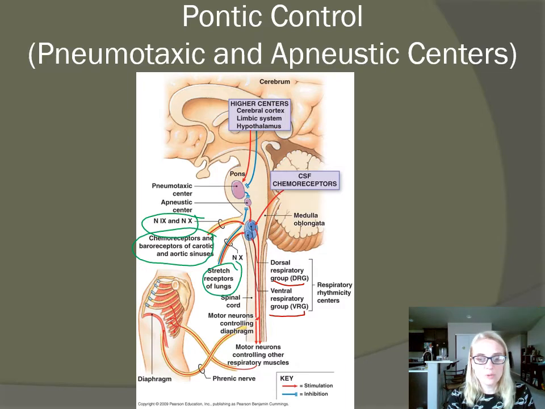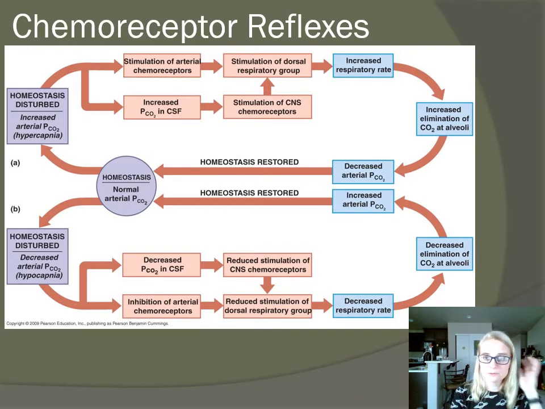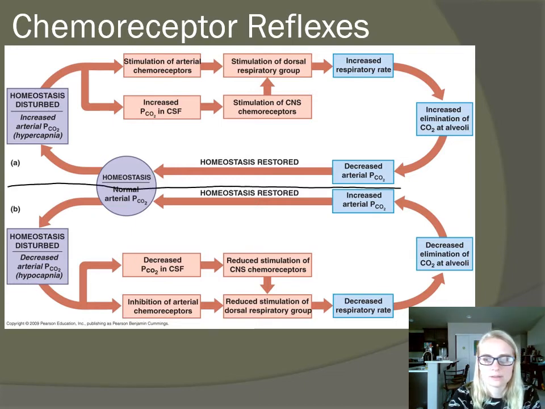Okay, so now we can take a look at some of these chemoreceptor reflexes. In lecture, I'd only cover one at a time, but in the way that I'm doing this on the PowerPoint, I can't. So we will only cover one at a time. Let's draw a line here. So we'll just talk about the top first.